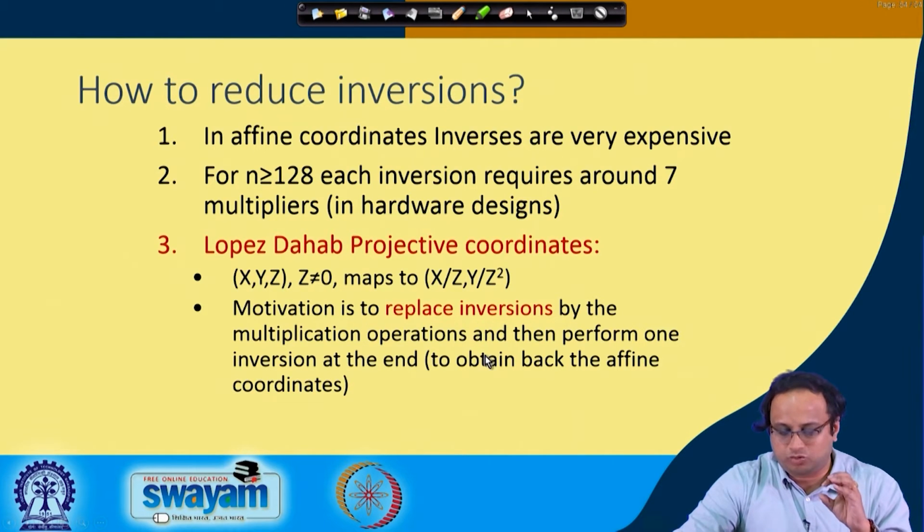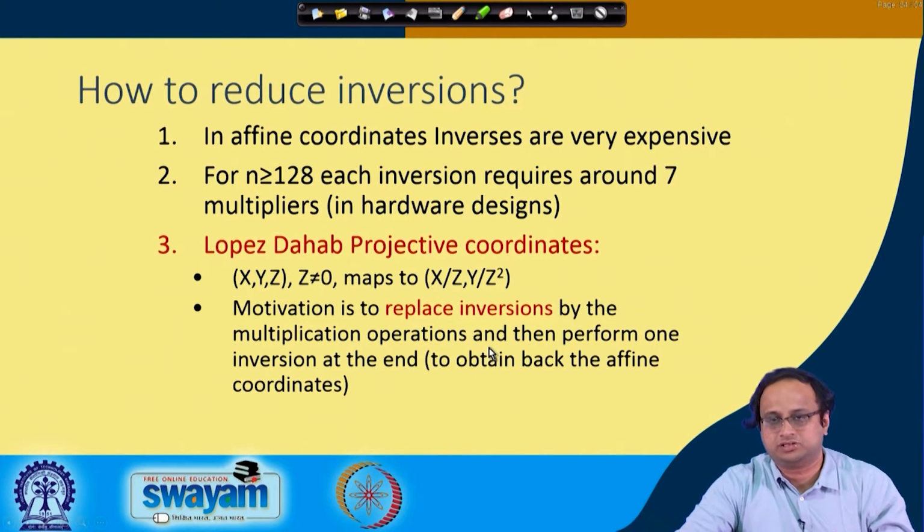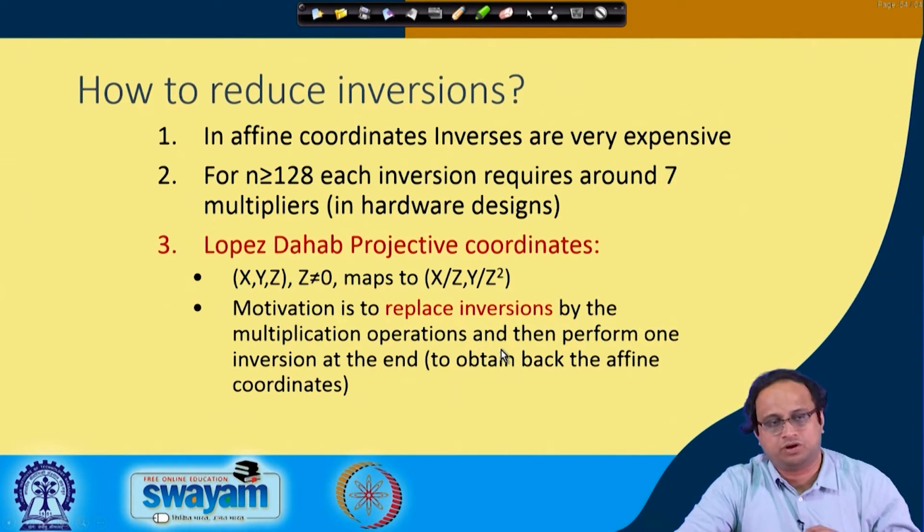The idea, the motivation as I am saying, is to replace inversions by multiplication operations, okay, and then perform one inversion at the end. That means the entire operation will be done only using multiplications and additions, but no inversions. But finally there will be one inversion which is required to bring the result back from the projective coordinates to the affine coordinate systems. Okay.